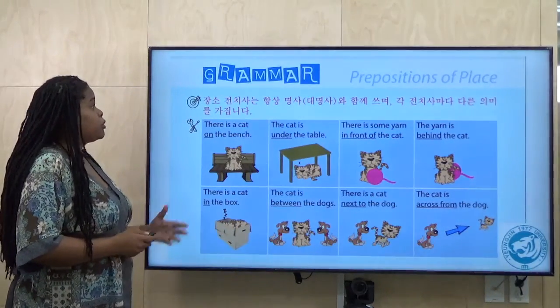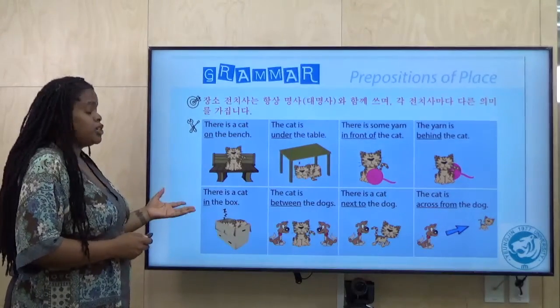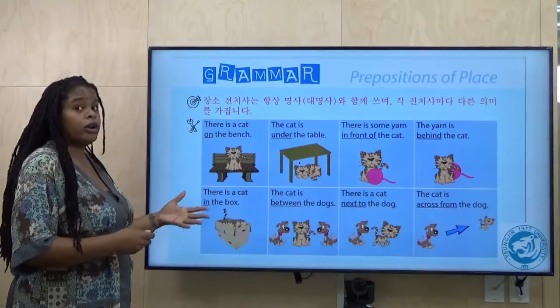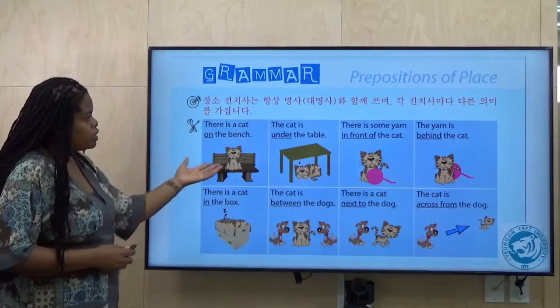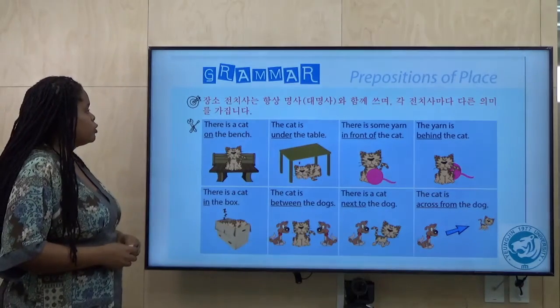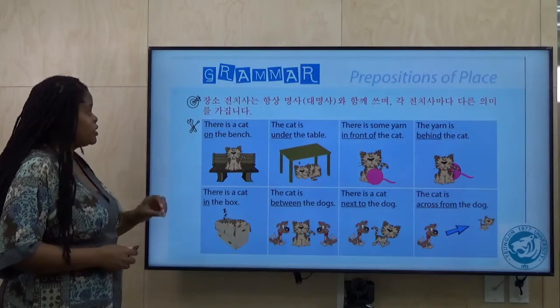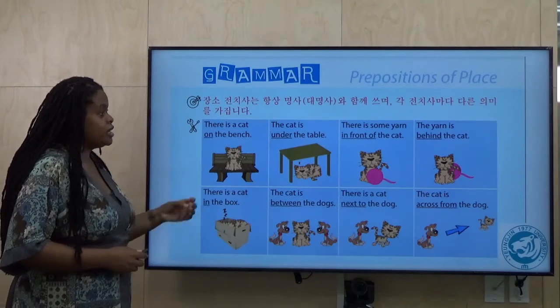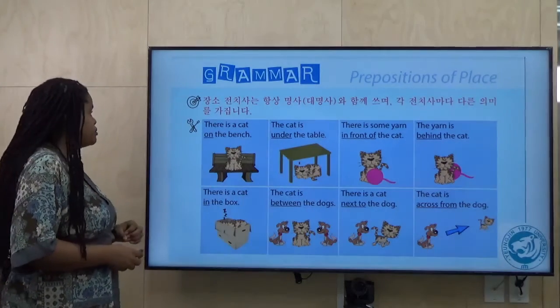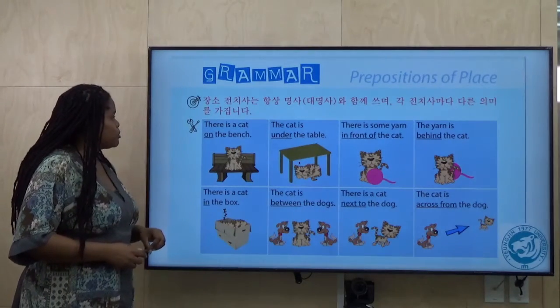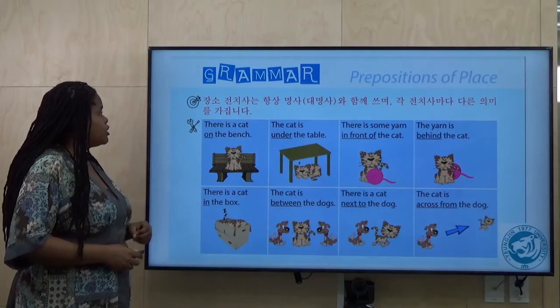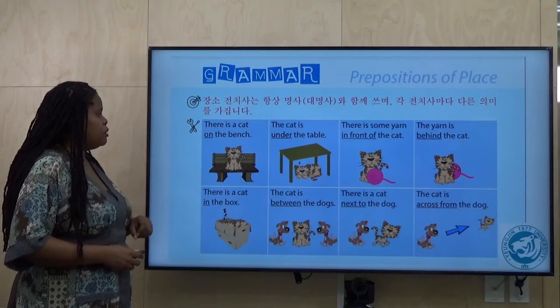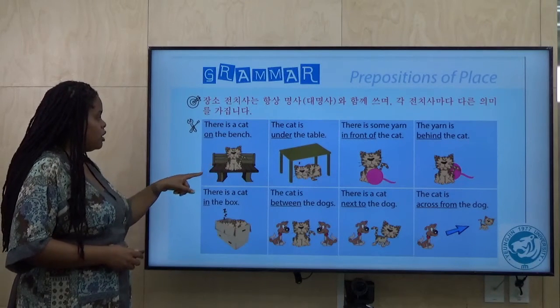Prepositions of place. So we're going to start with the prepositions of place, which is how we discuss where an object is located. The object that we're going to be using in these examples is the cat. So we're going to be talking about where the cat is in relation to other things. The first preposition is on. There is a cat on the bench. So the cat is on the bench.